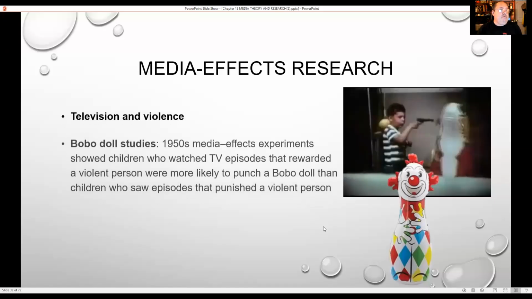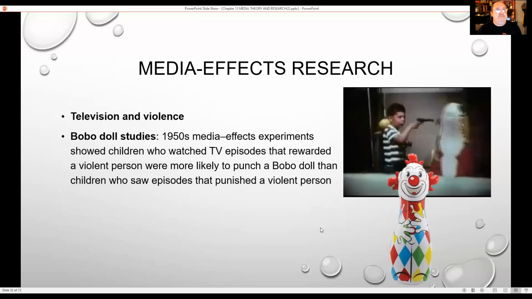Okay. There was this thing called the Bobo clown doll studies in the 50s. They showed children who watched TV episodes that rewarded a violent person were more likely to punch the Bobo doll than children who watched episodes that punished the violent person. Let me go back, I read this wrong. So they were more likely to be violent themselves when they saw violence rewarded.